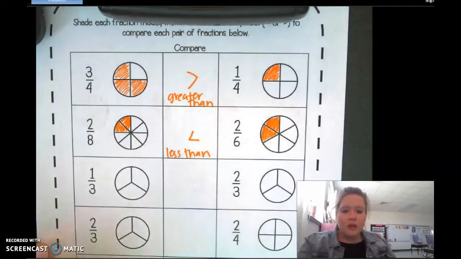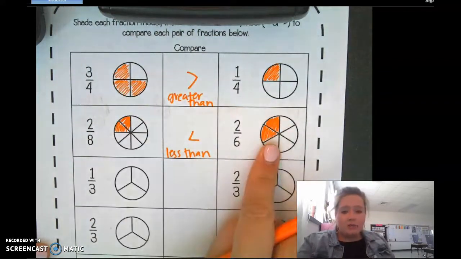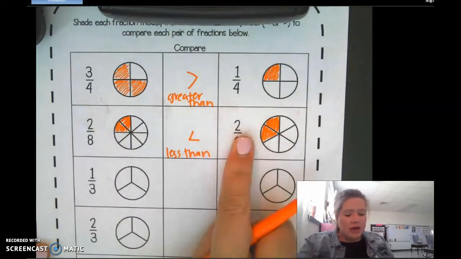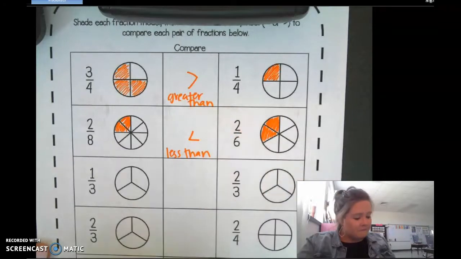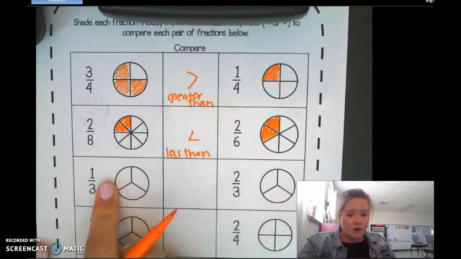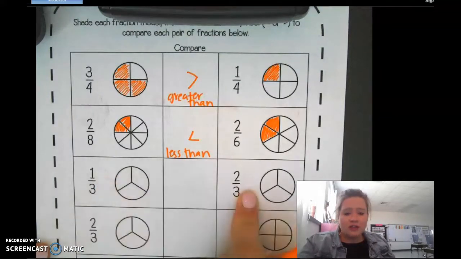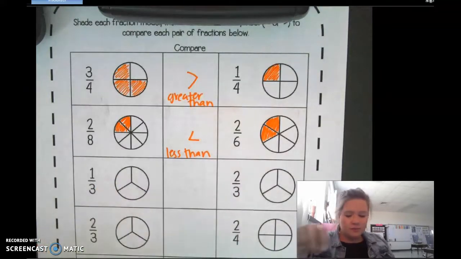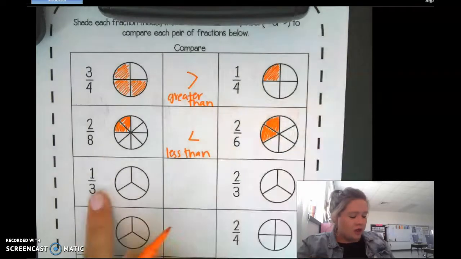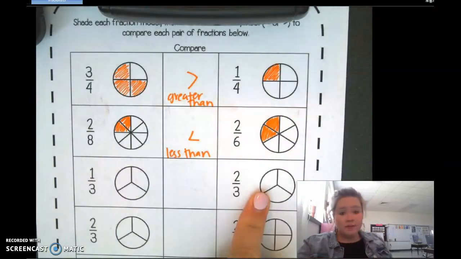There you go. I have 2 pieces shaded in each model because my numerator is 2, and your numerator tells you how many pieces are being counted or shaded. All right, I want to see 1/3 and 2/3. Great job. 1/3 is what to 2/3?